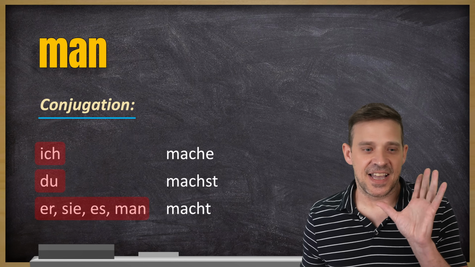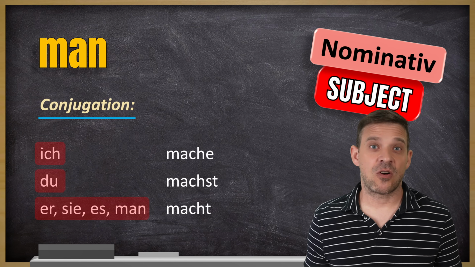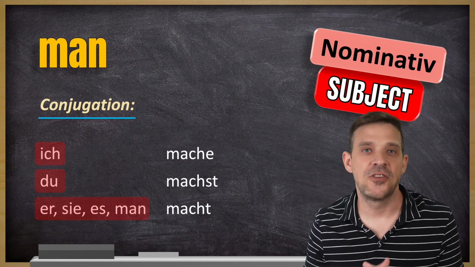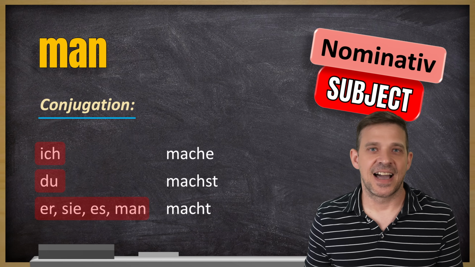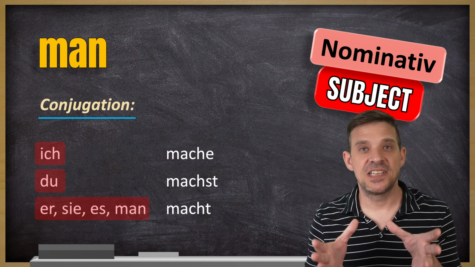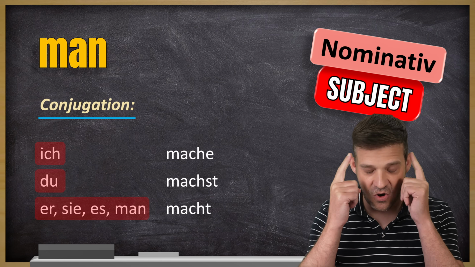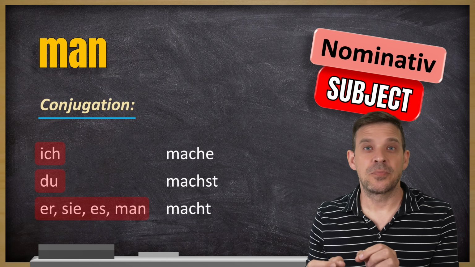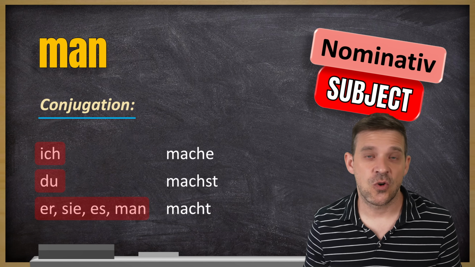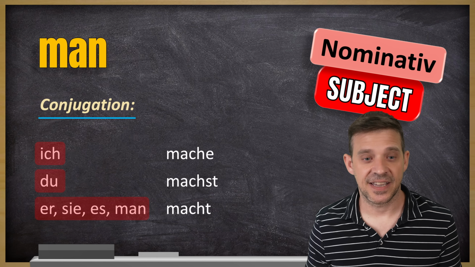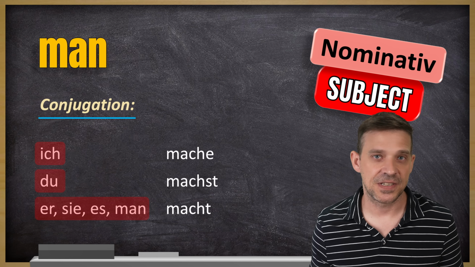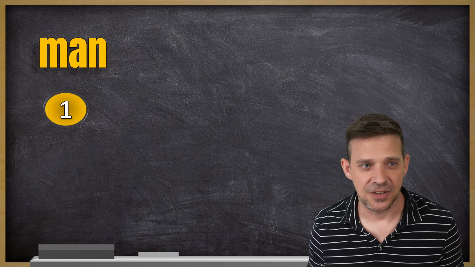Why? As you can see here, all of those are subjects. And the subject in German is always in the nominative case. And this Mann, whenever you see Mann, you know, okay, Mann, this is the subject. And the verb is always conjugated according to the subject. That's why whenever you have Mann, you have to use the third person singular conjugation.